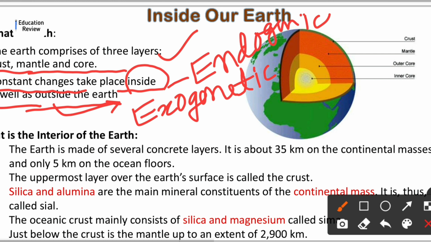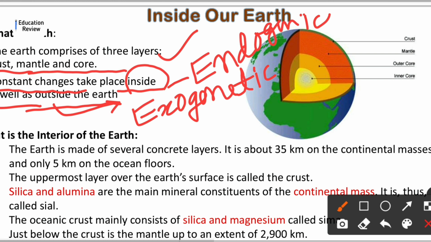You can see examples of endogenic forces, which originate from inside the earth, like earthquakes, mountain building, volcanoes, etc. And the external forces, I mean on the surface of the earth, are like erosion and sedimentation.